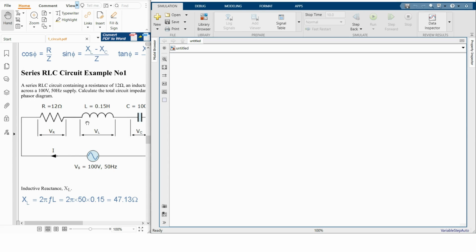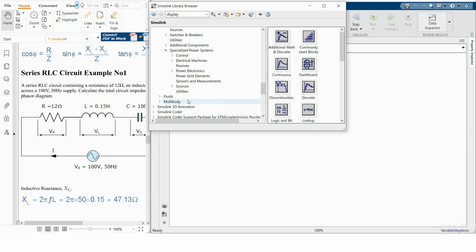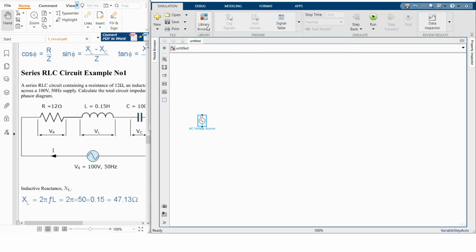From the left side you can see our reference circuit. For implementing this circuit, I'm browsing the library and then going to Simscape, then Electrical, and Specialized Power Systems. In this part, we will mainly follow for simulating an AC circuit. Here I am going to Sources for taking a voltage source. I'm taking a simple AC voltage source.